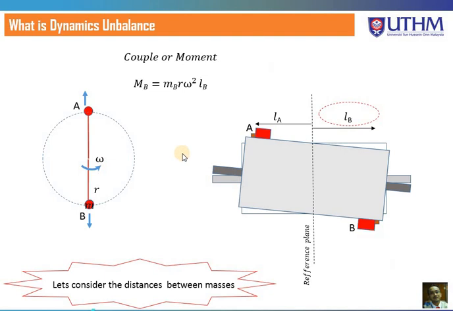So the system tends to have mass A creating a moment upward, and B creating a couple or moment downward. So the system tends to vibrate, obviously. So the system is in the unbalanced mode.